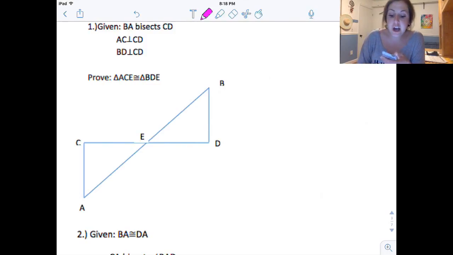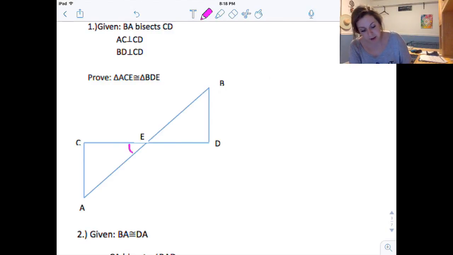Okay, so we want to show here that these two triangles are congruent. This is a really common scenario that you're going to be given where it looks like they're intersecting, and the first thing I think when I see this is vertical angles. So before I even go anywhere, sometimes I mark that. I know that those are going to be congruent because they're vertical.